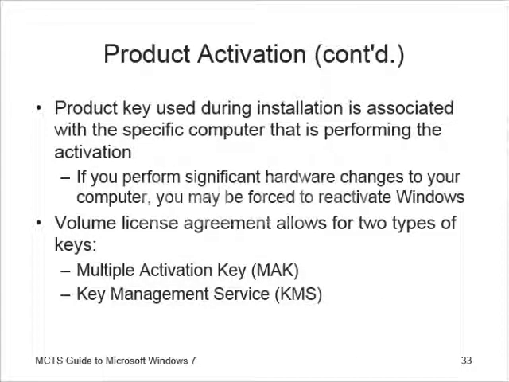To make sure that users don't install the same operating system in different computers, the product key used during the installation is associated with the specific computer that is performing the activation. Unique information about the hardware in the computer is used to generate a unique identifier and is sent as part of the activation process. In this way, if another attempt is made to activate the same instance of Windows 7 on another computer, it's going to be denied.